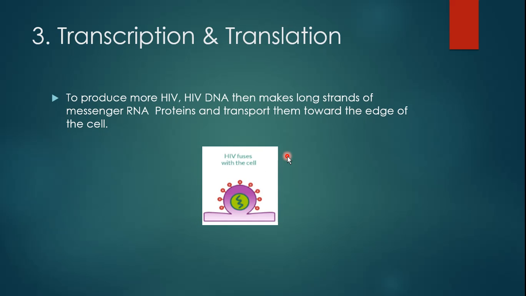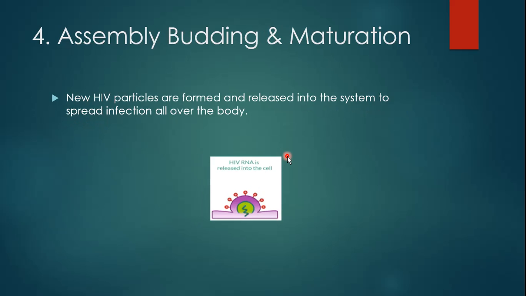Third stage of the HIV is called transcription and translation. To produce more, HIV DNA then makes long strands of messenger RNA proteins and transports them toward the edge of the cell. So in the fourth stage, named assembly, budding and maturation, new HIV particles are formed and released into the system to spread infection all over the body. This is how the HIV viruses spread into our entire human body.